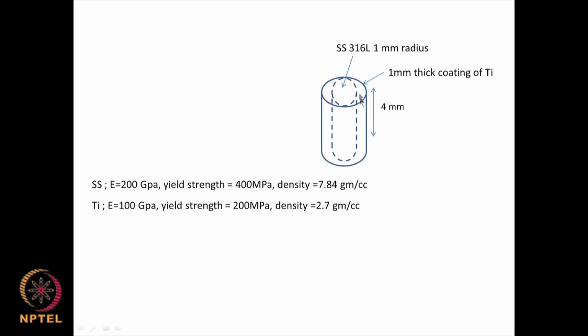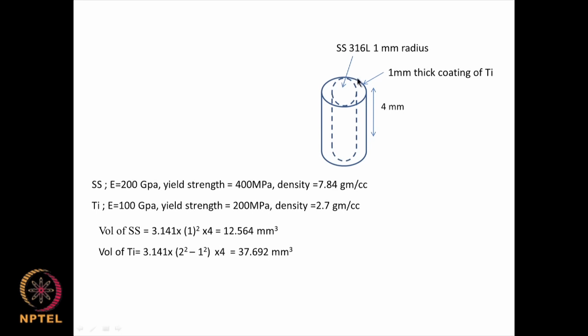Now, I want to calculate properties of this particular composite material. The volume of stainless steel: it is a circular rod, so pi r squared times height. It is 1 mm radius, so 1 squared into 4, and that is the height. So it comes to 12.564 millimeter cube.